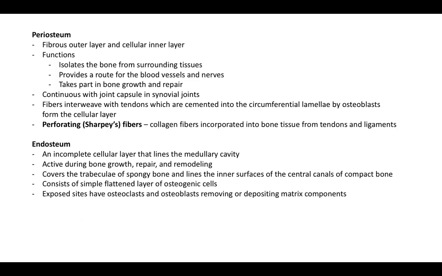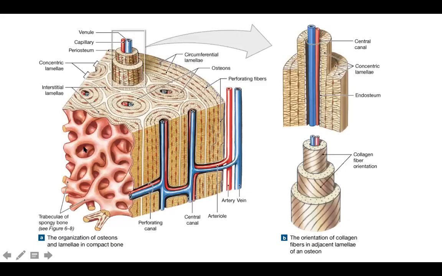And the endosteum is the incomplete cellular layer of the medullary cavity. So what we looked at here is an incomplete layer, so it's not continuous. We have that osteoclastic activity. There's kind of spaces and holes in there, but this layer is the endosteum.